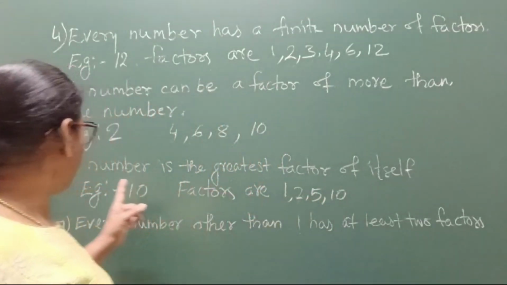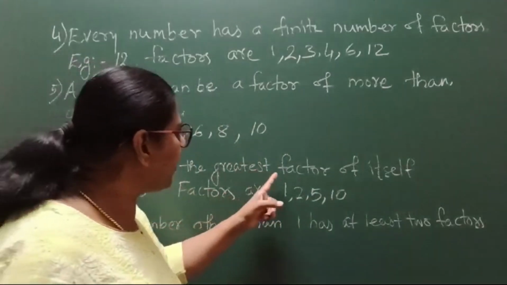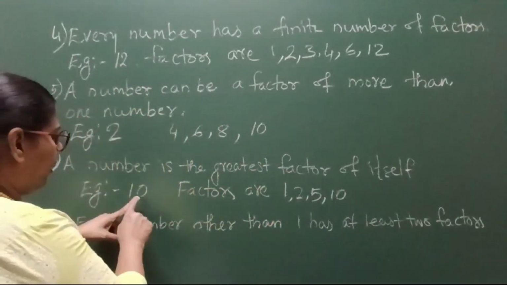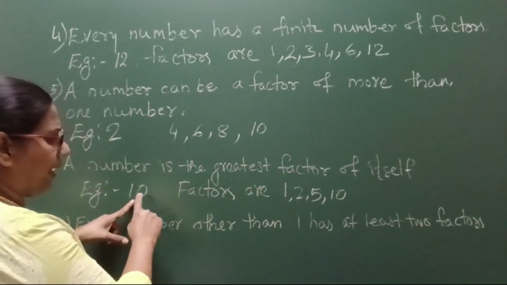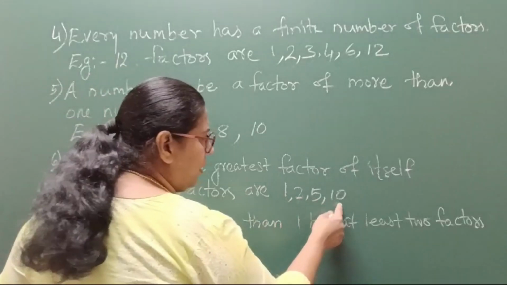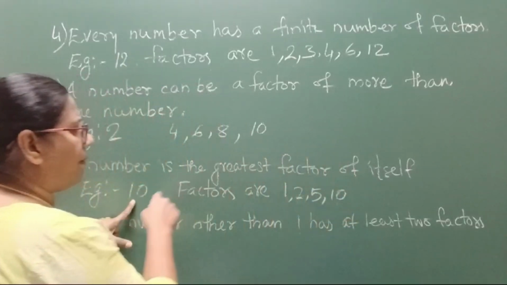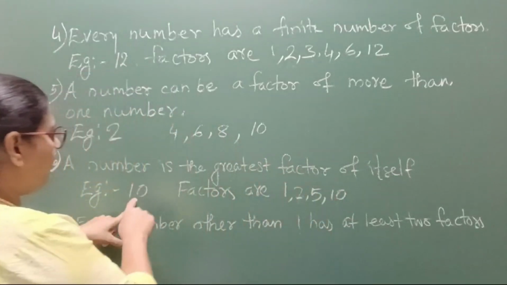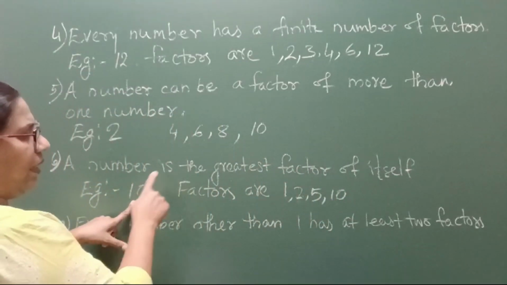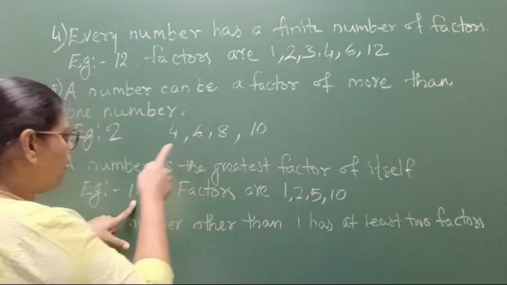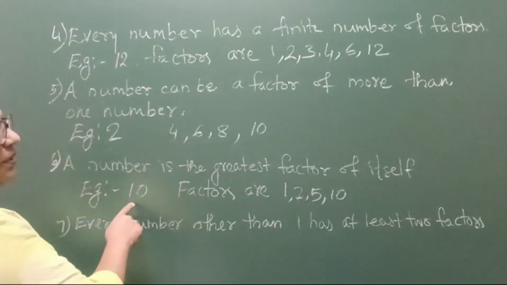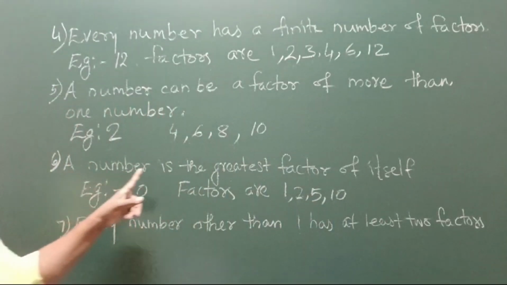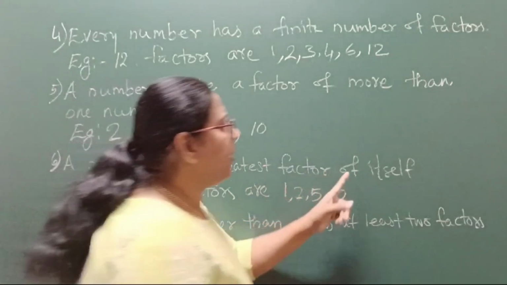So what it says here, a number is the greatest factor. Here the number is 10. Number 10's factors are 1, 2, 5, 10. So 10 is the greatest number. 10 is the greatest factor of number 10. That is what it says here: a number is the greatest factor of itself.